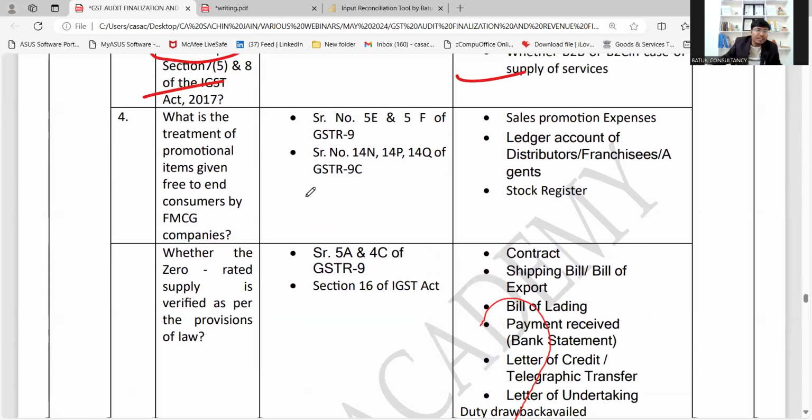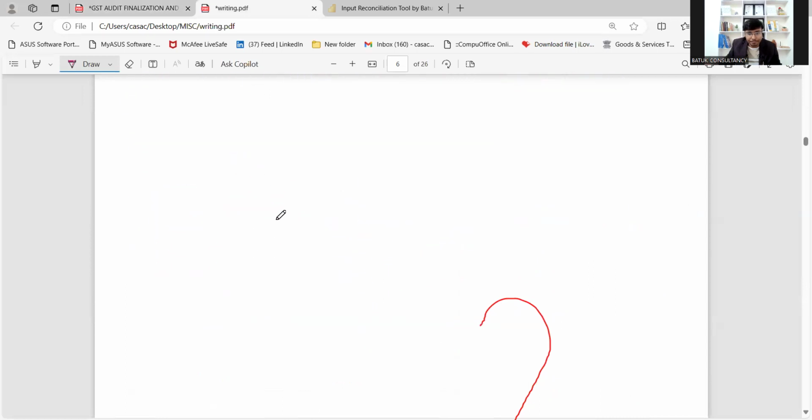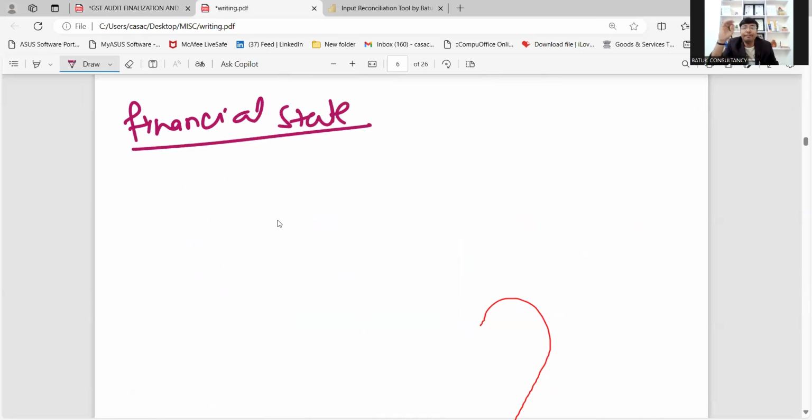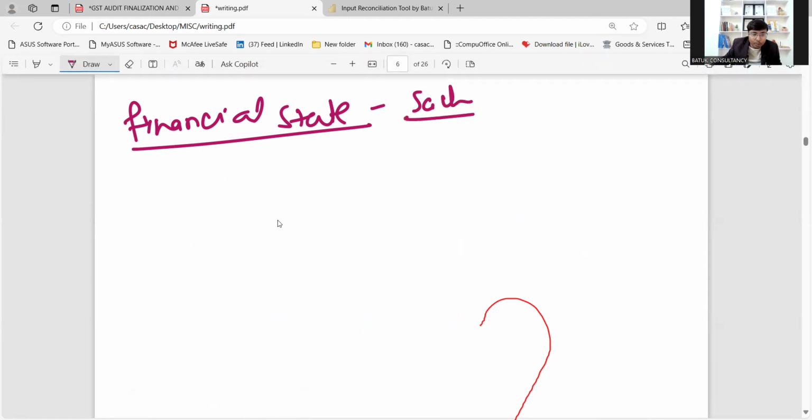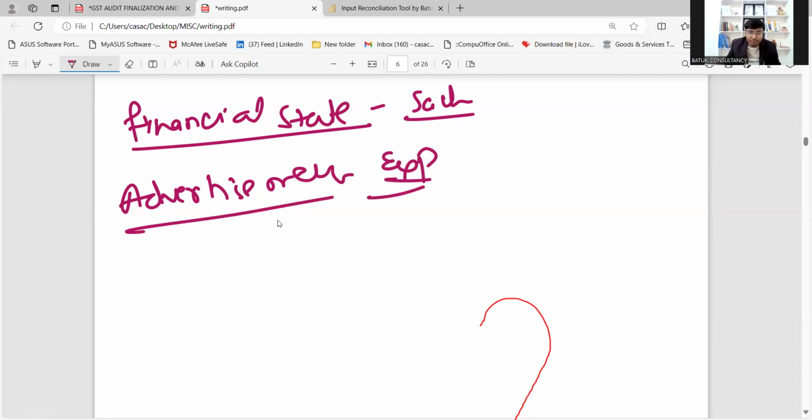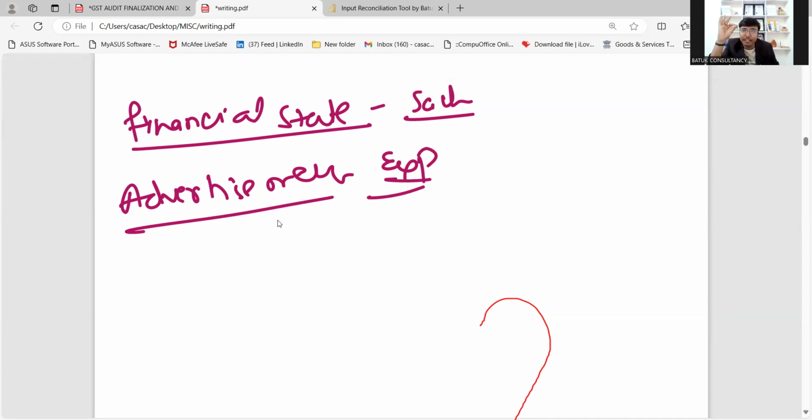Okay, now what is the treatment of promotional items given free to end consumers? Now, when you check the financial statement of the taxpayer, suppose you are checking the financial statement of Sachin, and you found certain entries related to advertisement. You have checked the profit and loss account and found one specific entry, that is advertisement expenditure. Okay, sales promotion related expenditure.